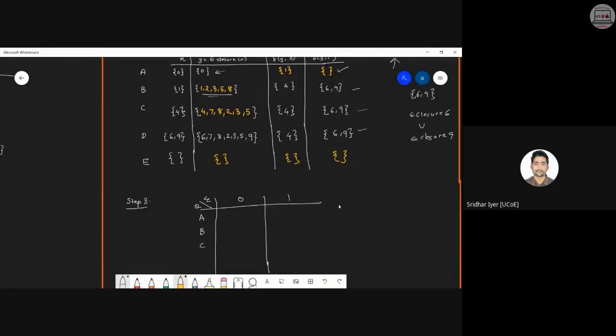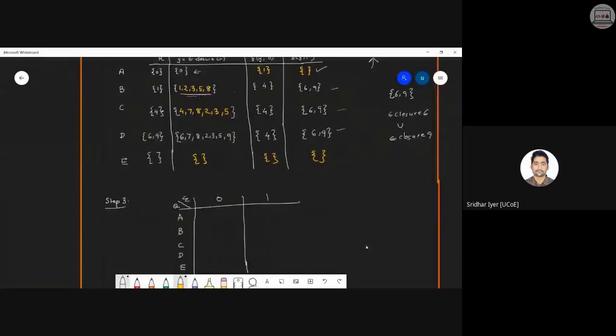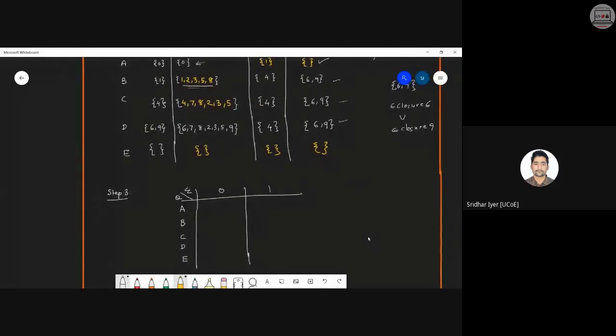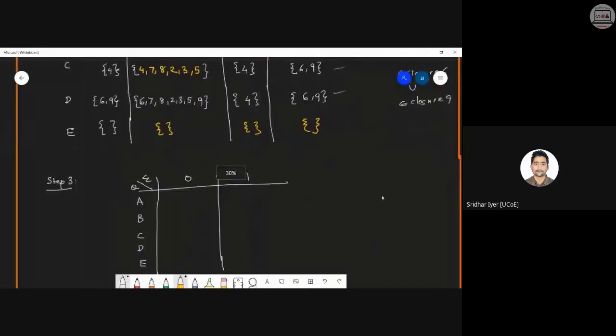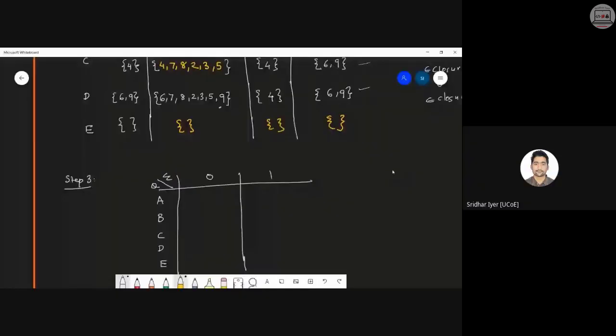Now write down the states. It is A, B, C, D, and E. Now tell me what is the final state over here. Can anyone let me know what is the final state? Out of A, B, C, D, E, what should be your final state? D. Correct, because as you all know, I had told you in the last lecture, in the epsilon closure column, wherever 9 is present, why 9? Because in my original diagram, 9 was my final state. So D is my final state. Clear? So now fill up the entire table.